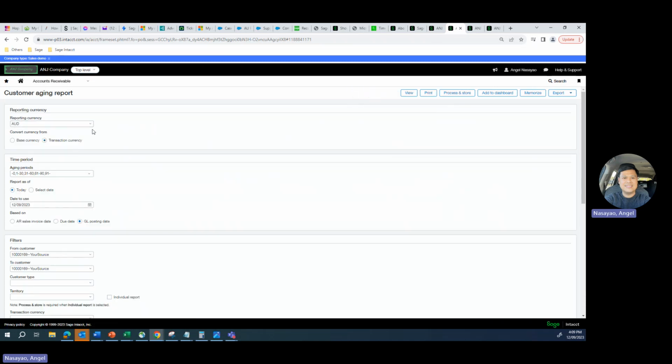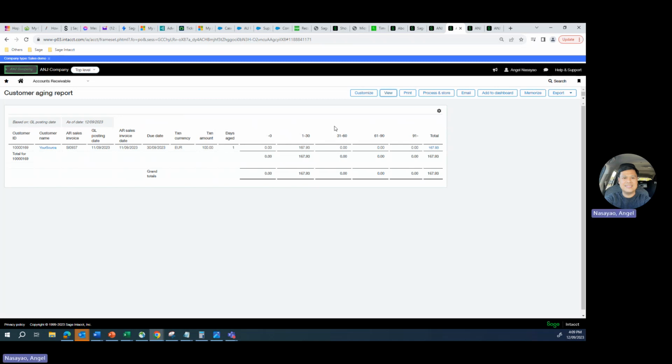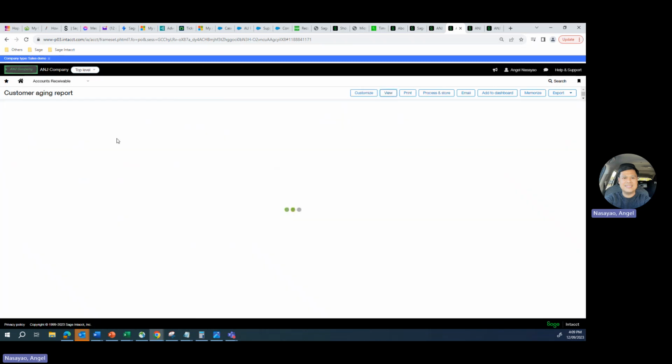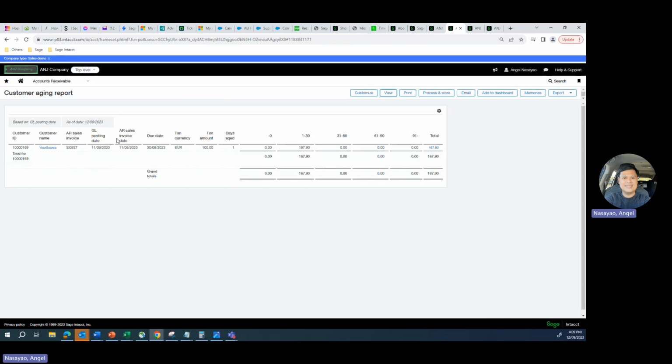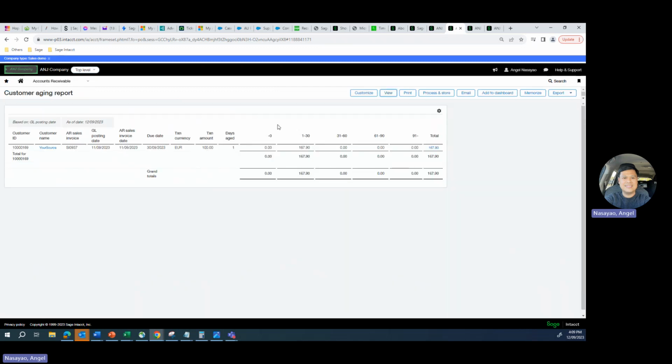So reporting currency, let's say transaction currency, or maybe base currency, or whatever that is. View in here. All right, so it's still here, transaction currency. If I make it transaction currency, yep, I have it here, 167.70. Looking at this one here, it's all because of the conversion, right? 167.93.